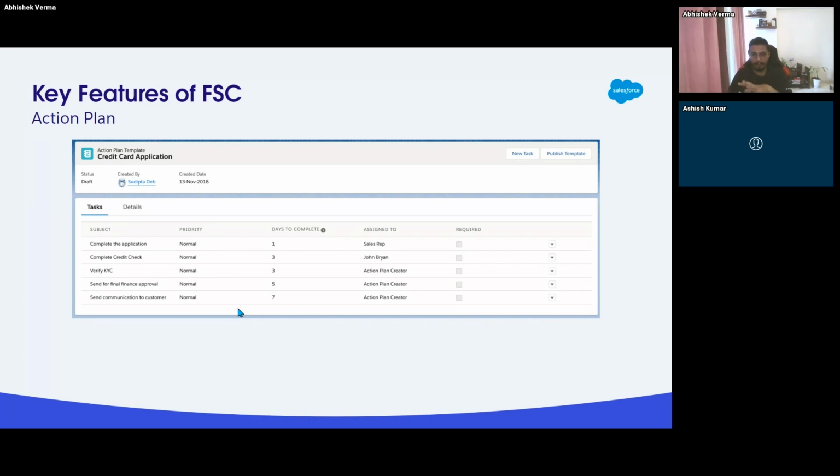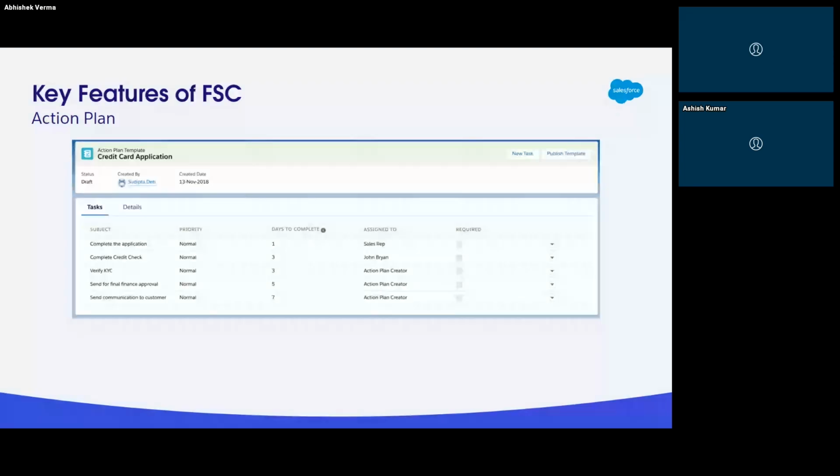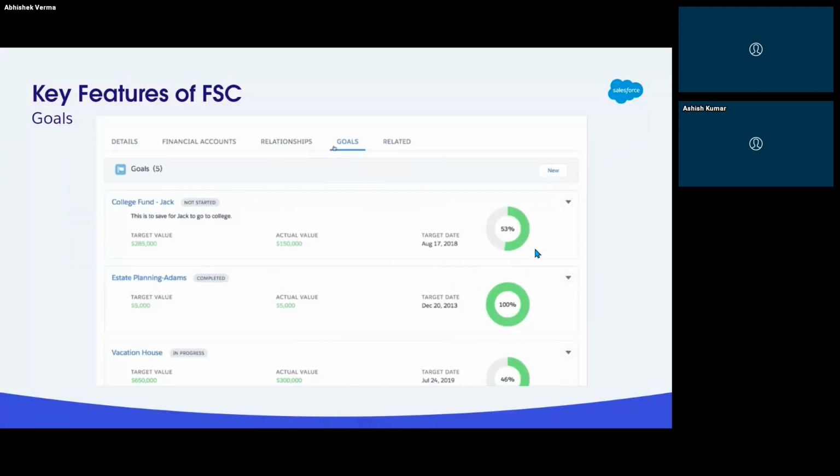Any question on the action plan template? This is a little bit confusing, so I can take a pause on this. Any question? No. Okay, so I hope there are two scenarios: you understand completely or you don't understand it. So moving on to the next.